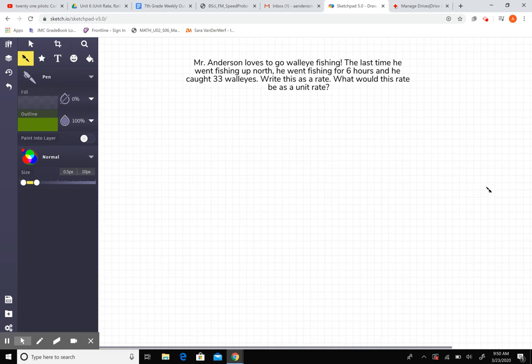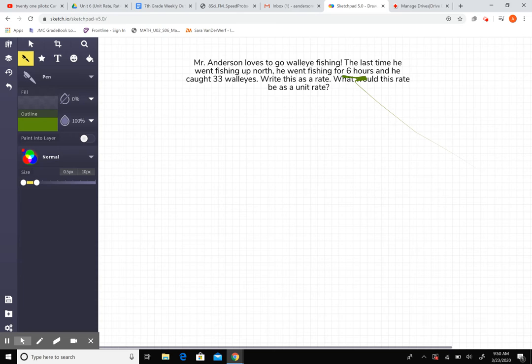Can we write it as a rate? And then what would this rate be as a unit rate? So if you remember, a rate is just a ratio of two different quantities. So if we're going to write this as a ratio, we have to think, do we want to talk about walleyes per hour or hours per walleye? And I think you could maybe make a case for both of them, but I think normally people would be talking about walleyes per hour because usually time, so in this case the hours, would be the second quantity that we're comparing. So we're going to just write that.